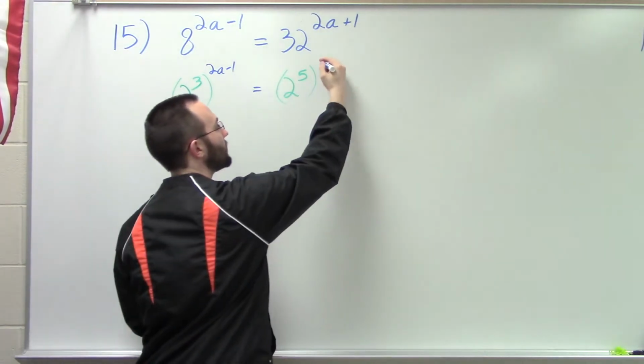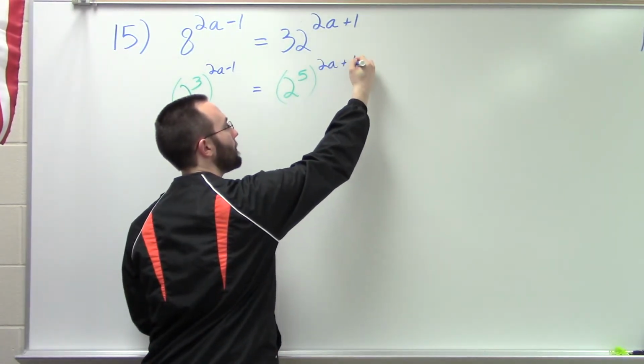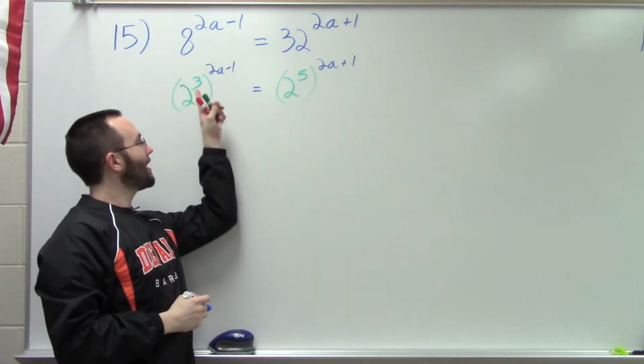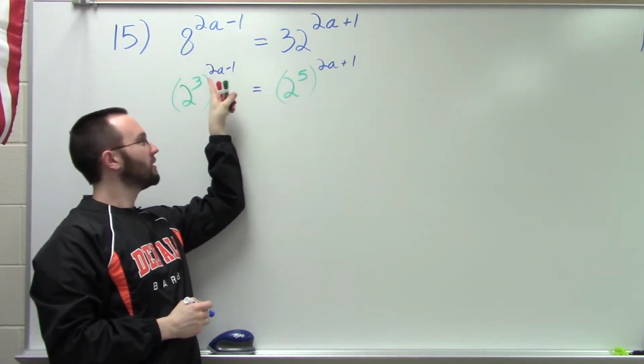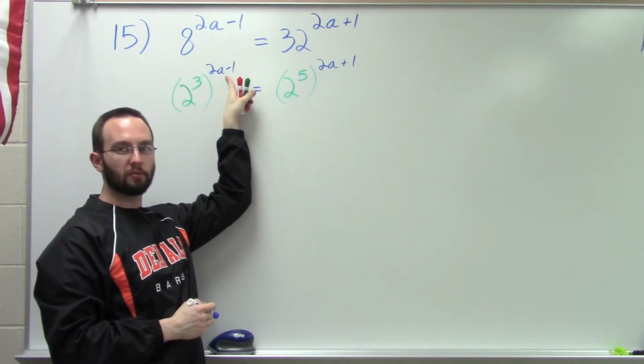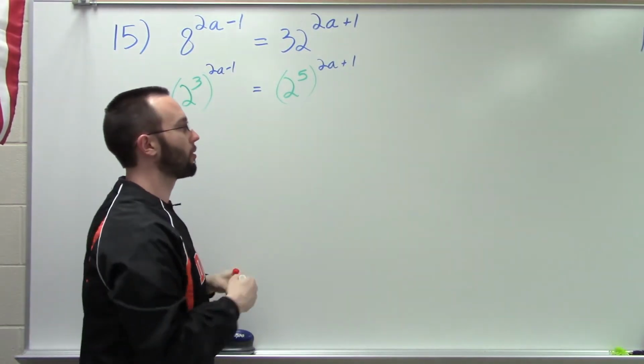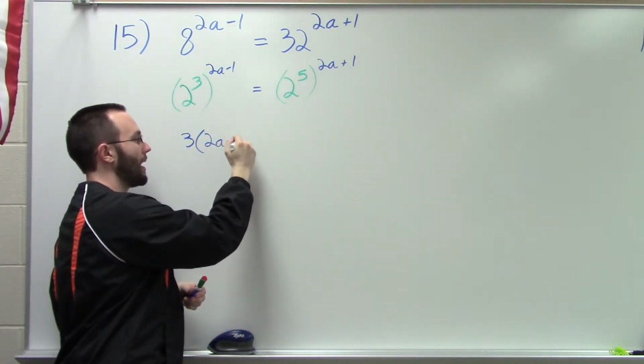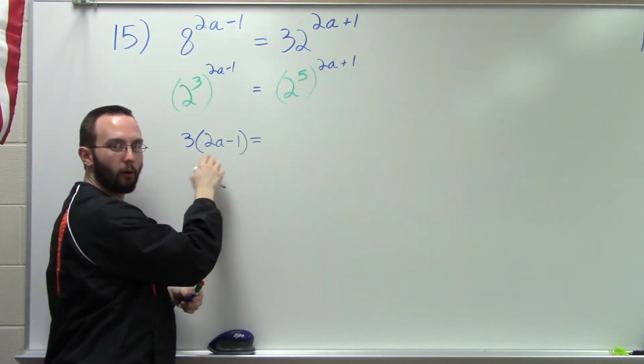And on the right we had a 2a plus 1. So this is our power property. We have a power to a power, so 3 to the 2a minus 1 power. So there'll be a distributive property on the left because that is multiplication. Power to a power means multiply the exponents.